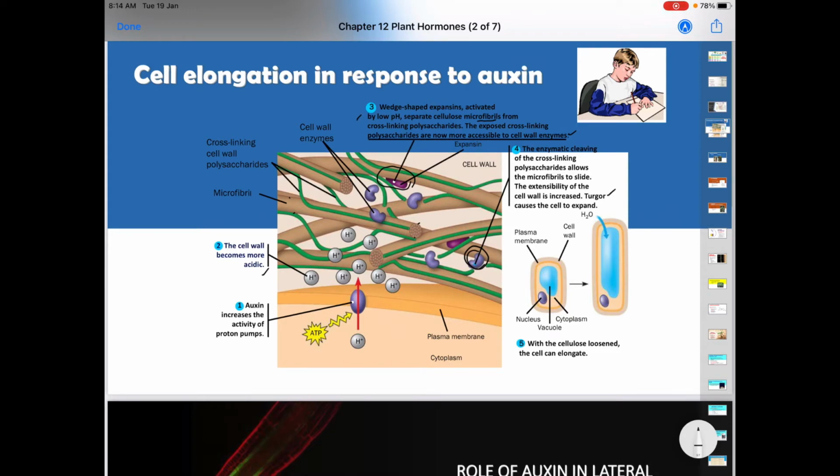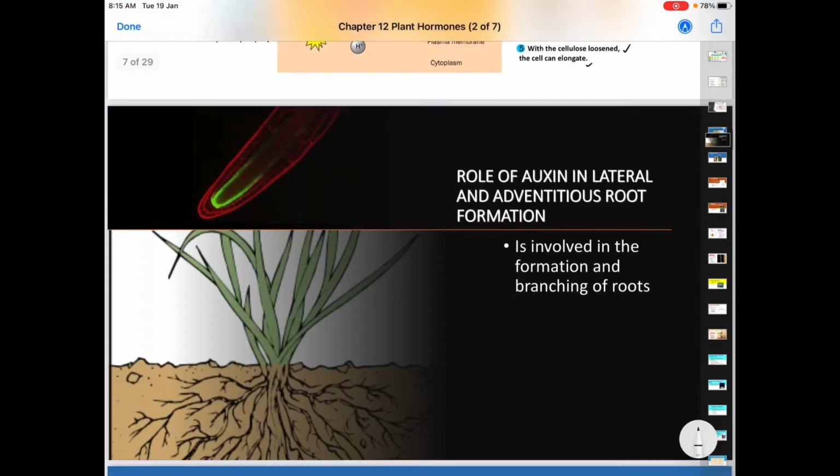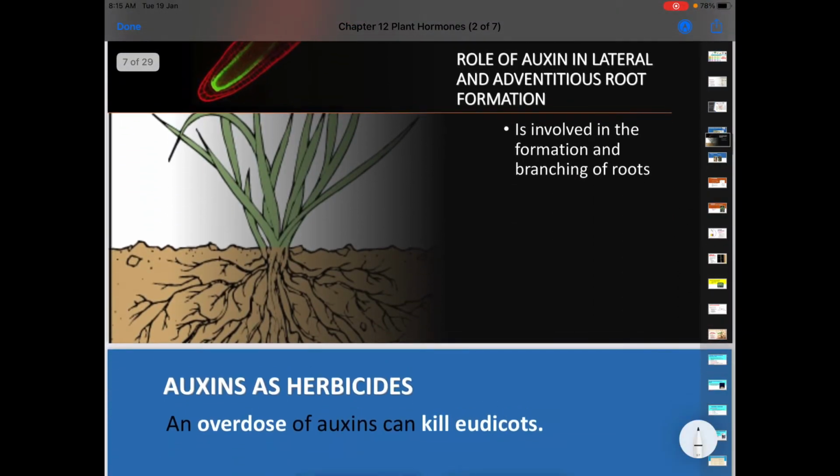The extensibility of the cell wall is increased when there is turgor, when there is the movement of water inside of the plant cell. It will increase the turgor pressure, and then the cell can expand. With the condition of the cellulose loosened, the cell can be elongated. So this is roughly the description of the acid growth hypothesis.